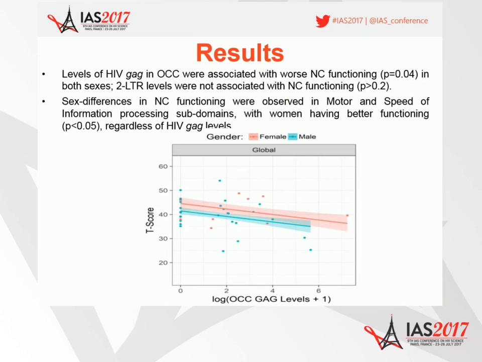We then looked at HIV levels of GAG in the occipital region, and they were associated with worse neurocognitive functioning before death in both sexes, and that's what this figure shows. The T-score is neurocognitive functioning, and the lower the T-score, the worse the performance, with men and women on the top. There were sex differences in neurocognitive functioning in motor and speed information processing in the subdomains, with women having better functioning than the men, regardless of HIV GAG levels. And that is it.